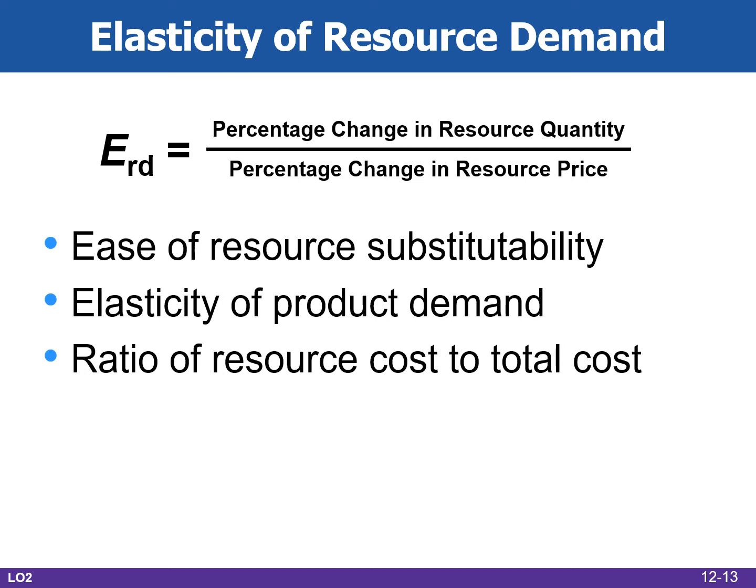The second factor is elasticity of product demand. This one should be relatively straightforward to understand. If the demand for a product or service is relatively elastic, that is to say, consumers are relatively responsive to changes in price, then the demand for the resources necessary to produce that good or service will also be relatively elastic. We expect elasticity of resource demand to be highly elastic if the demand for the product in question is highly elastic. The opposite would be the case if the demand were inelastic.